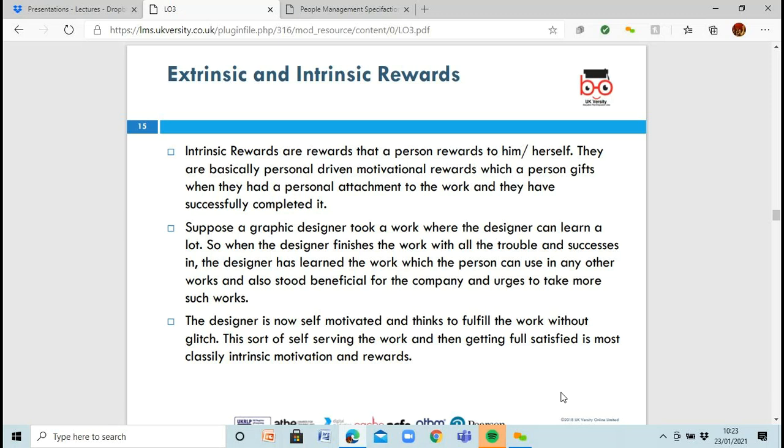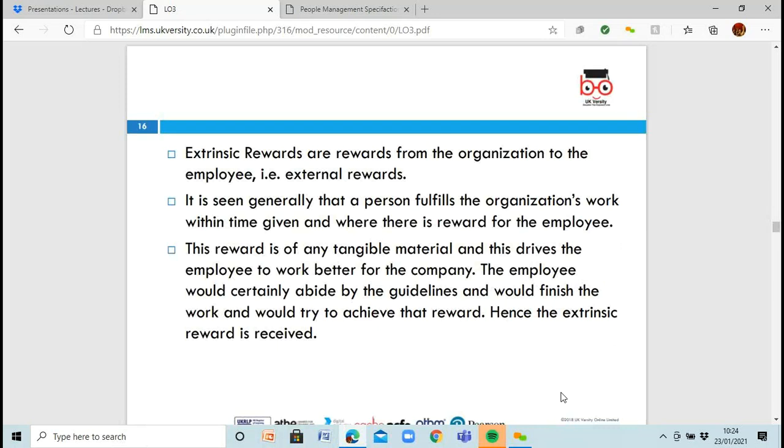This is self-serving, and when they're finished, they're getting full satisfaction, and this is classically intrinsic motivation and rewards. It's that satisfaction you feel, that happiness you feel when you've completed something that's very difficult.